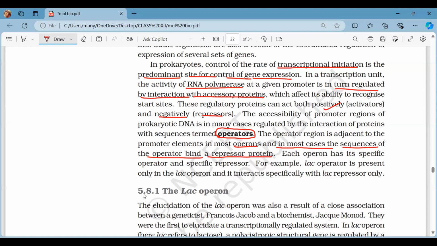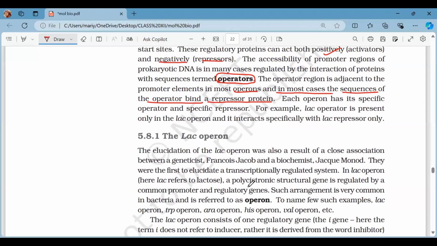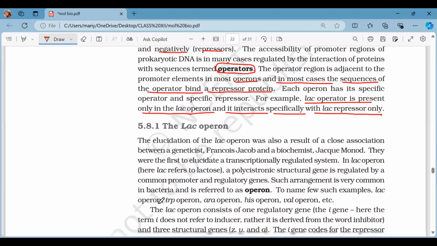Now, particularly if we want to study the regulation of gene expression in prokaryotes, we'll talk about the lac operon. Lac stands for lactose. The lac operator is present only in the lac operon, and it interacts specifically with the lac repressor only, because, as I told you, every enzyme, every amino acid is very specific with its function. The same goes for the operator.